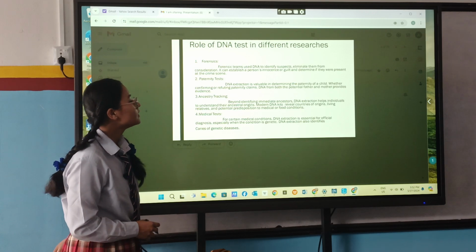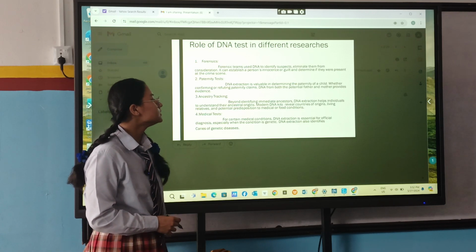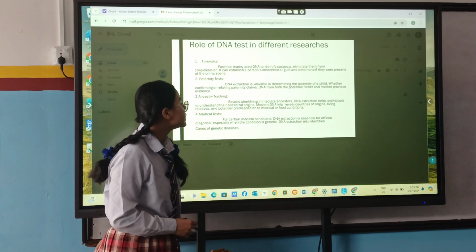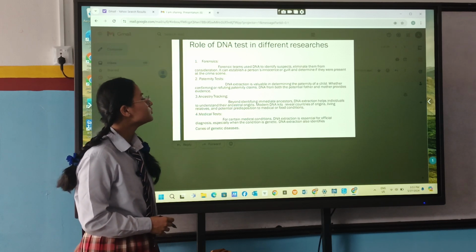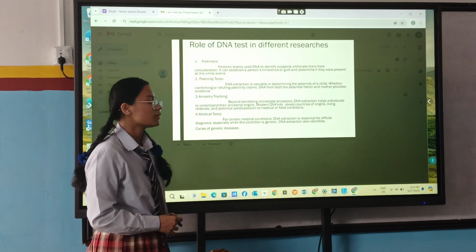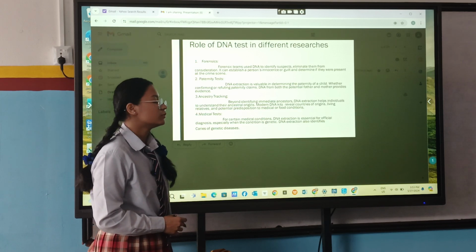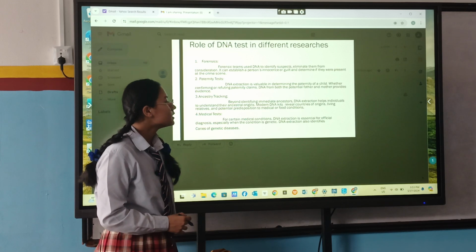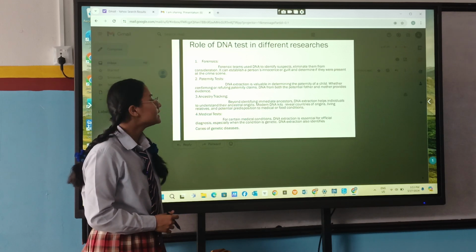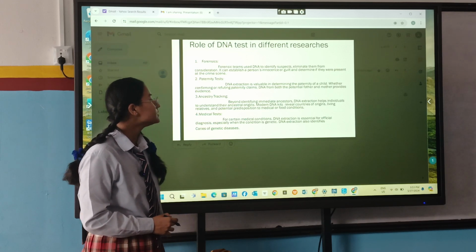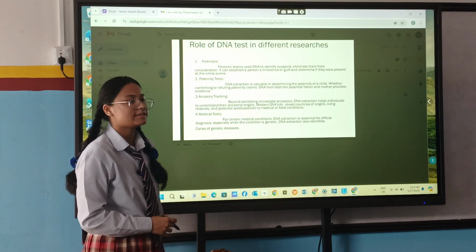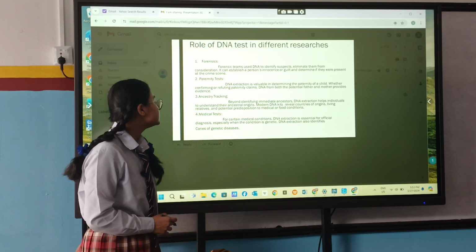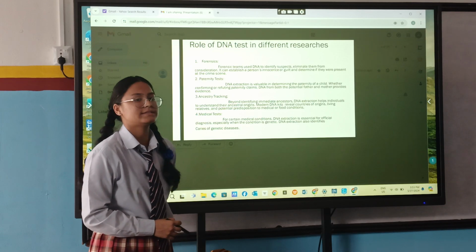Modern DNA kits reveal countries of origin, living relatives, and potential predisposition to medical or food conditions. The fourth purpose is medical tests. For certain medical conditions, DNA extraction is essential for official diagnosis, especially when the condition is genetic. DNA extraction also identifies carriers of genetic diseases. Thank you.